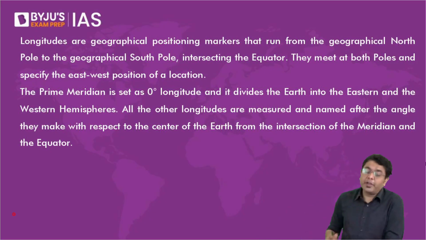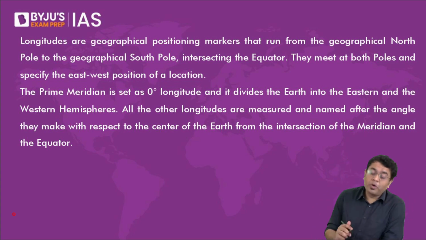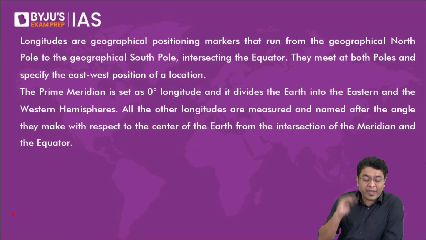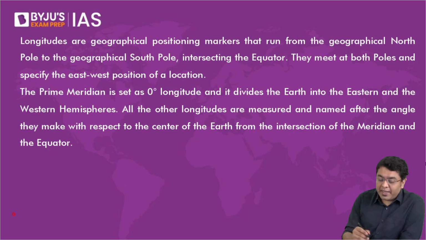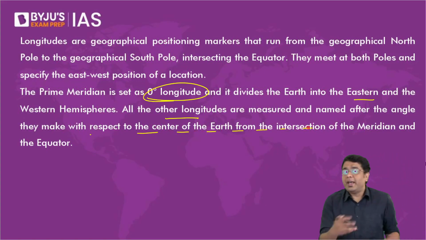So longitudes are geographical positioning markers that run from the geographical North Pole to the geographical South Pole, intersecting the equator. They meet at both poles and specify the east to west position of any particular location. The prime meridian is set as 0 degree longitude and it divides the earth into the eastern and the western hemispheres. All the other longitudes are measured and named after the angle they make with respect to the center of the earth and the prime meridian.